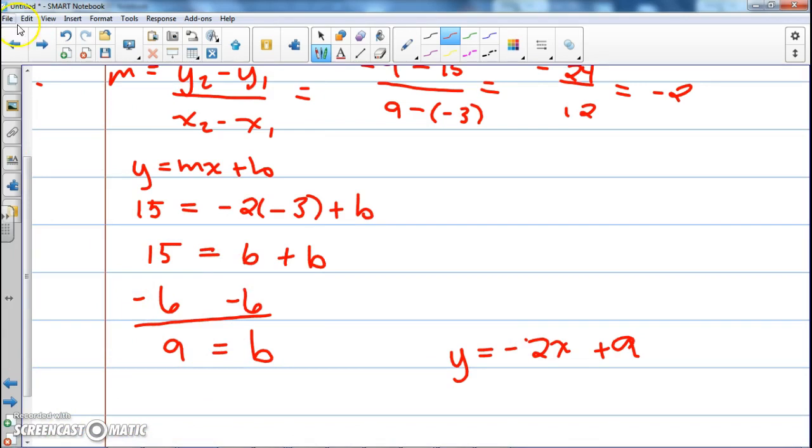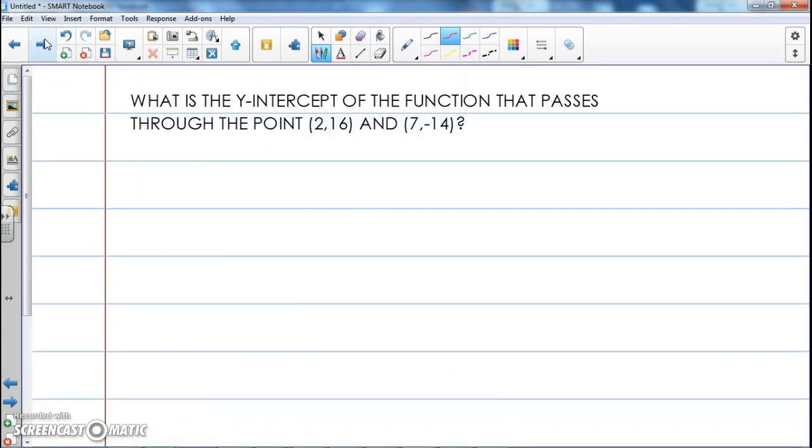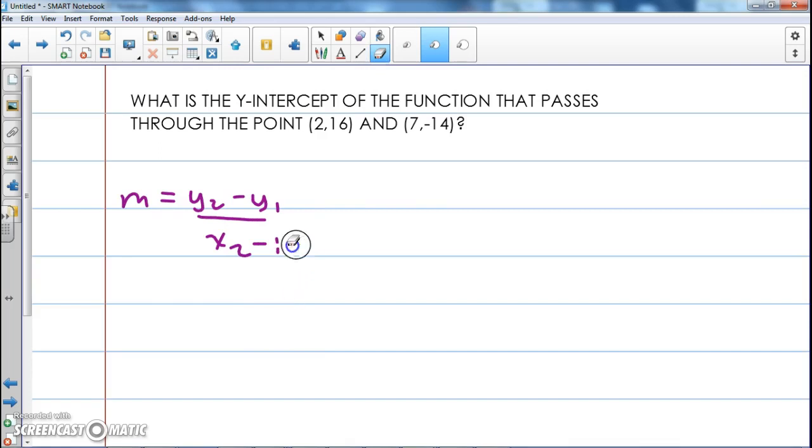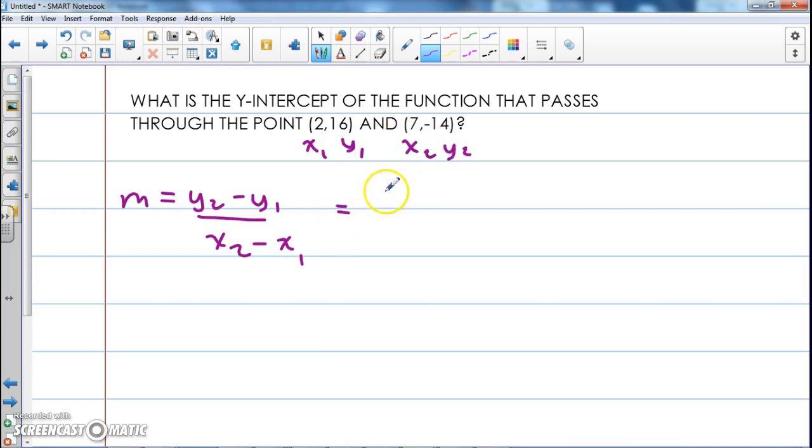Alright, another example. What is the y-intercept of the function that passes through the points 2, 16, and 7, -14? So again, I need to start by using my slope formula, which is m equals y2 minus y1 over x2 minus x1. Okay, label my points. This is my x1, y1. This is my x2, y2. Alright, so plug it in.